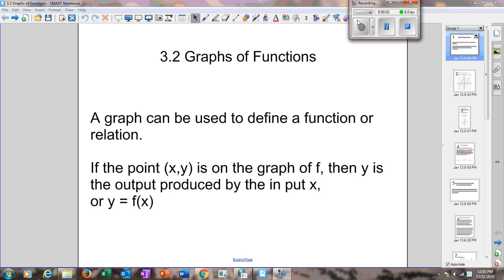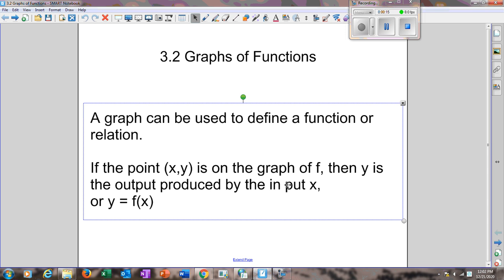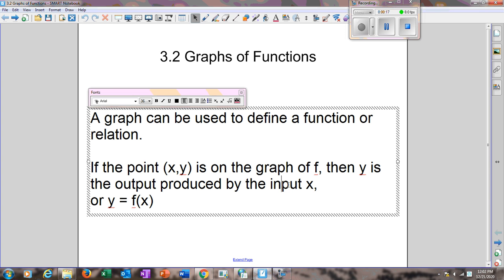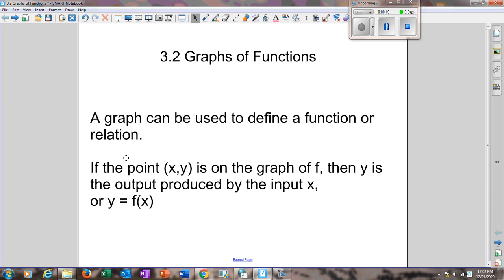All right, 3.2 graphs of functions. A graph can be used to define a function or a relation. If the point x, y is on the graph of f, then y is the output produced by the input x. I don't know why there's a space there. That's just bad English. Or y is equal to the function of x. y equals f of x.